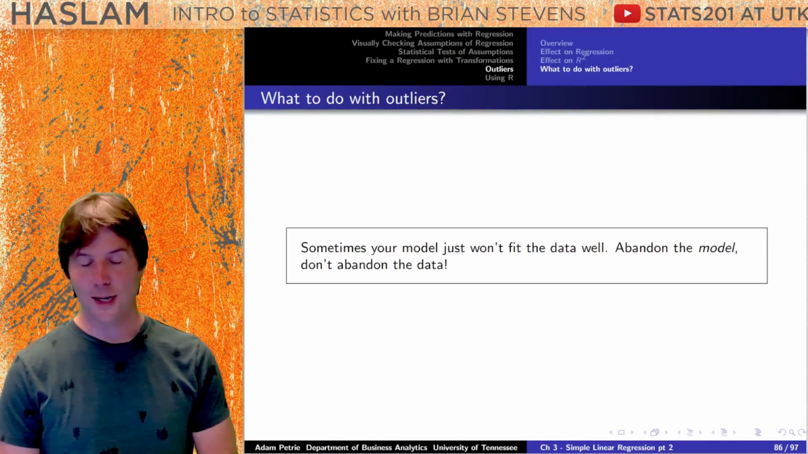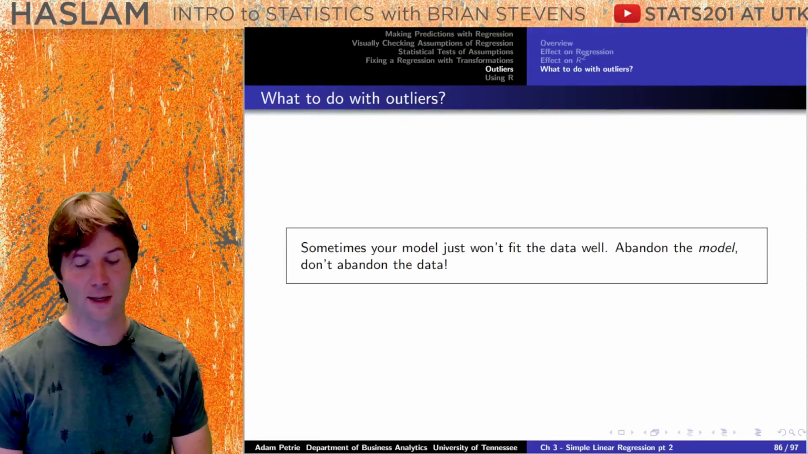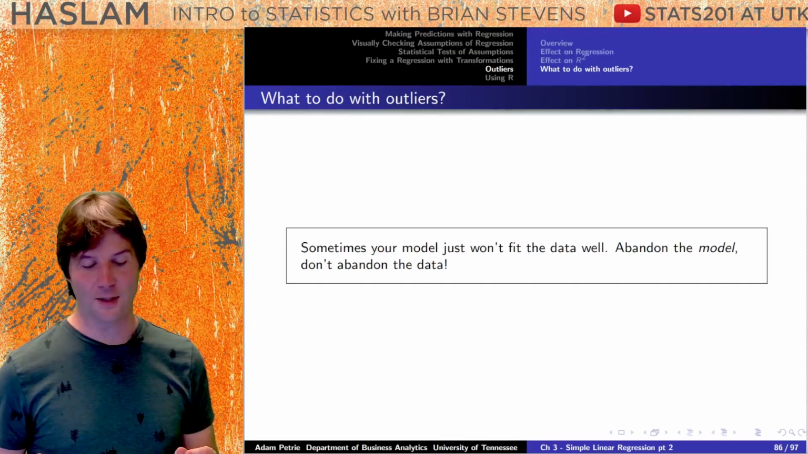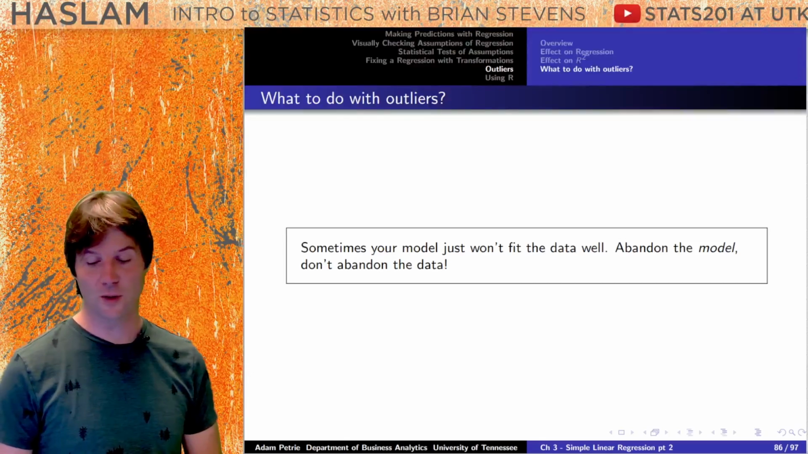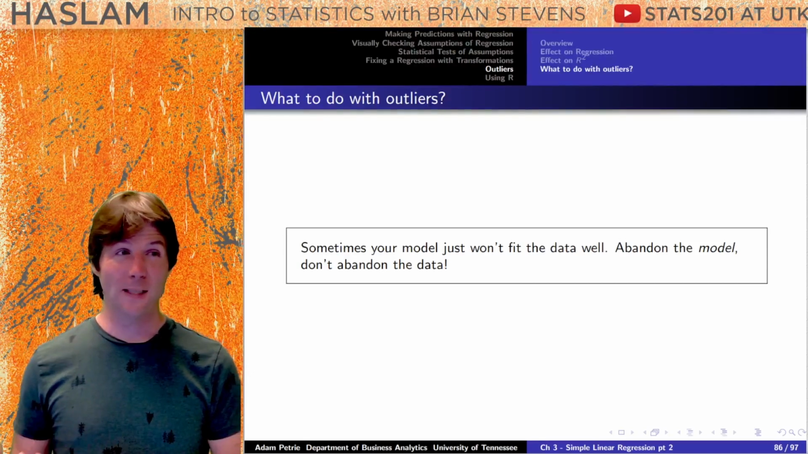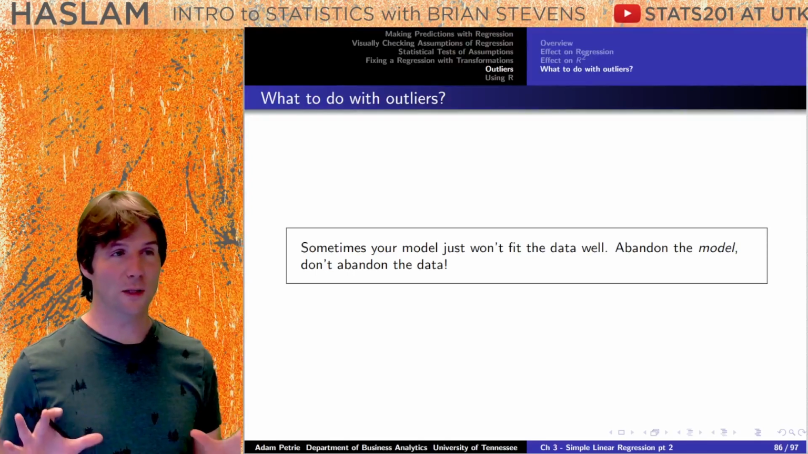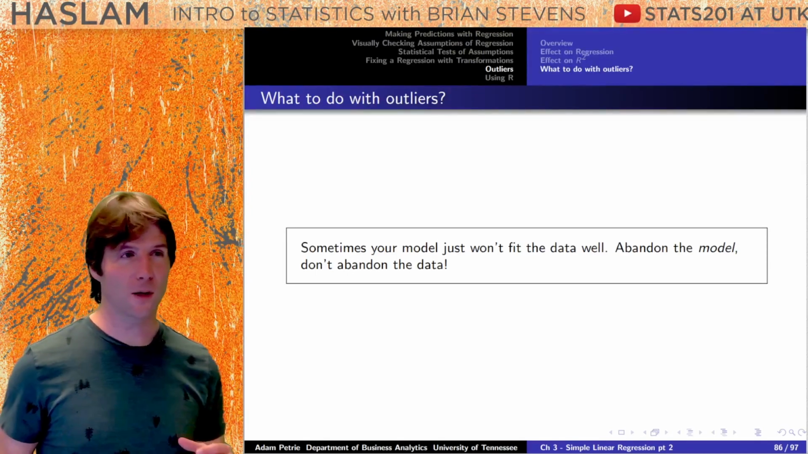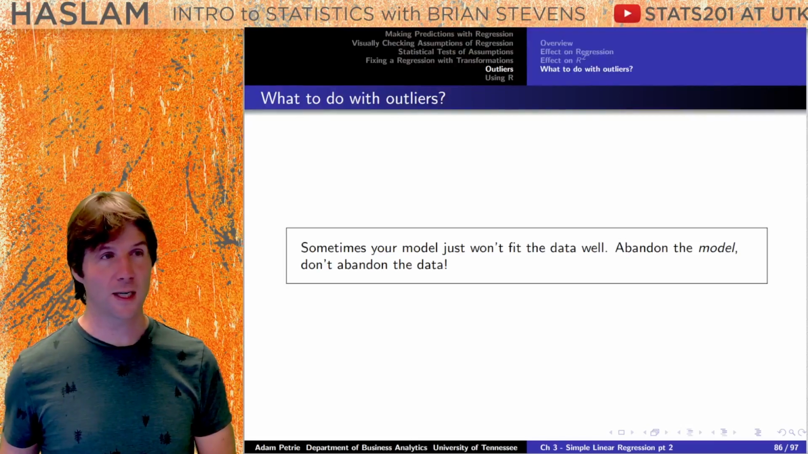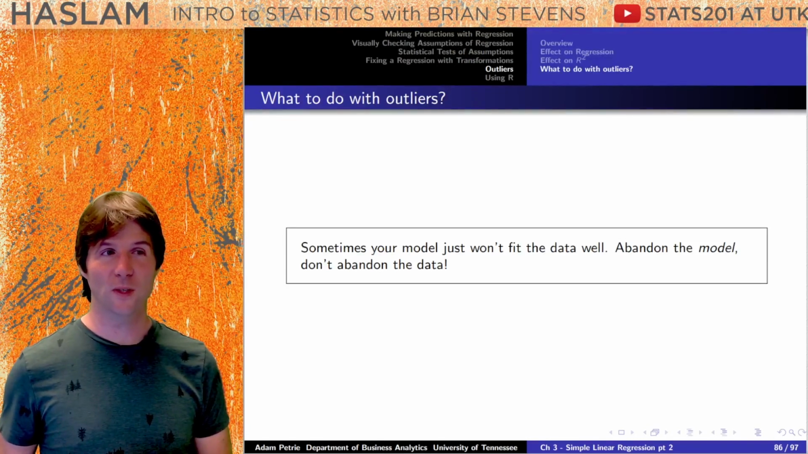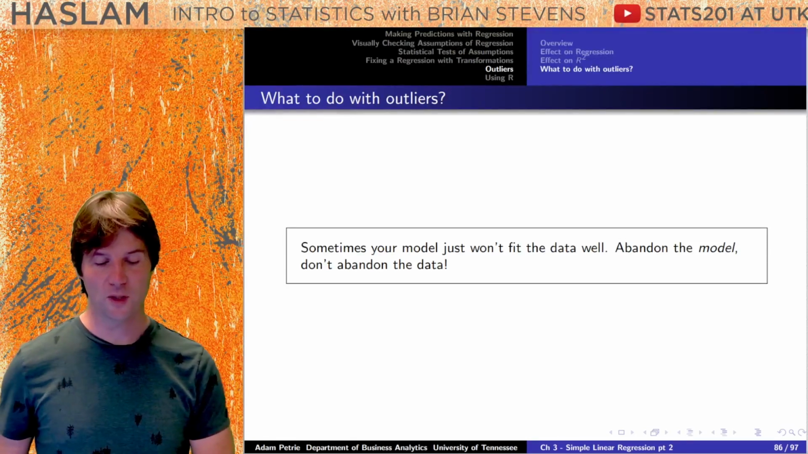So sometimes your model has too many outliers. And if we have that, we might try to see what's going on right here. Abandon the model, but don't abandon the data. So don't toss out the points. Try to make a model or try to find something that works with your data, because we're not in the business of tossing out data. We're in the business of explaining data.